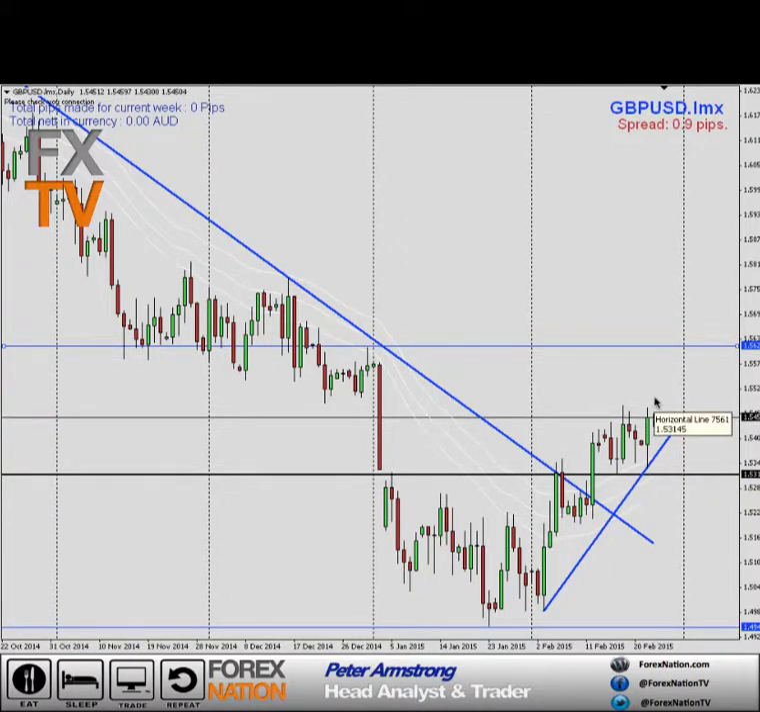And I think that given tonight we have Governor Carney yet to speak, and I think that he will confirm the hawkish views, and we should see the Great British Pound start to get the buyers back in, and we could see it make a move towards $1.55 and beyond over the coming weeks.